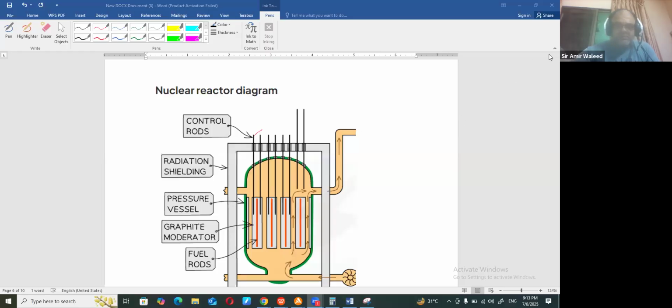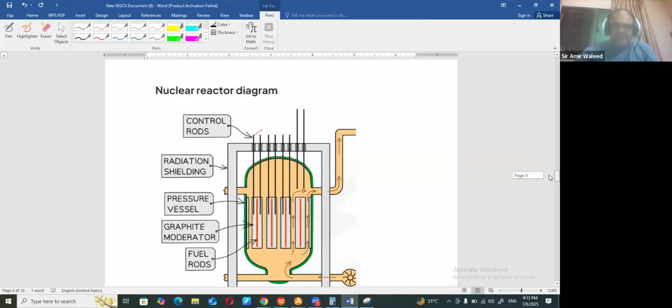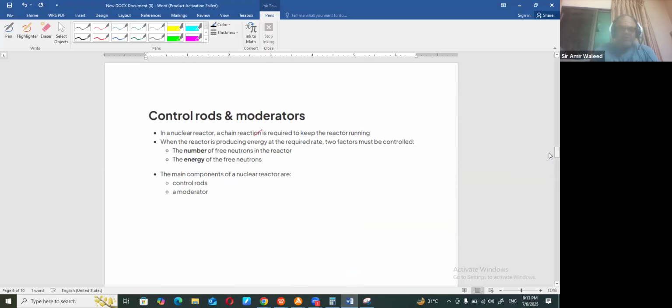First of all, what is meant by fuel rods? There are two, three things which are very, very important. The fuel rod is the actual fuel through which the reaction is being performed. Now, there are two, three things which you need to take care of. First thing is the number of free neutrons in the reaction and the energy of the free neutron. So the main components are control rods and moderators. Control rod, as the name suggests, is needed because if this reaction is uncontrollable, then there can be a very big explosion, or it will be very, very dangerous.